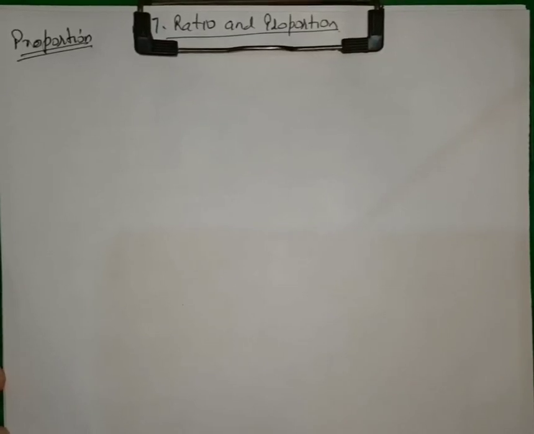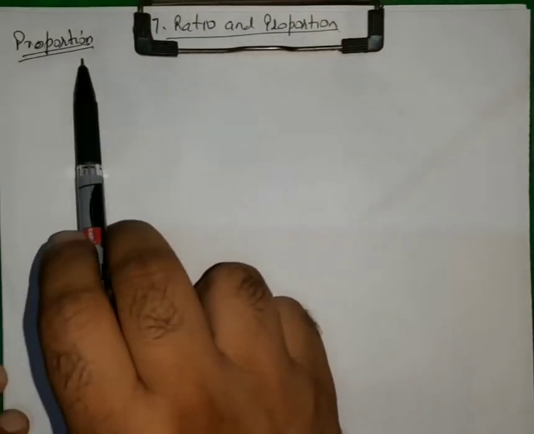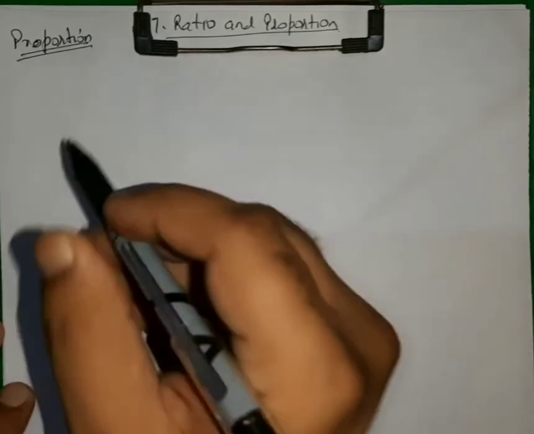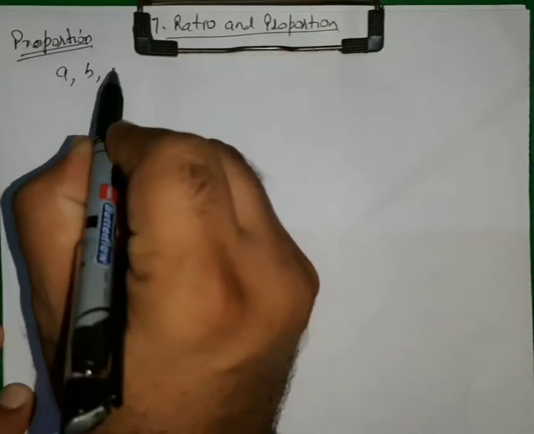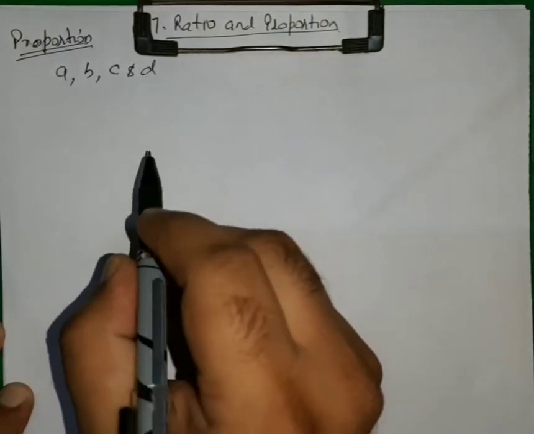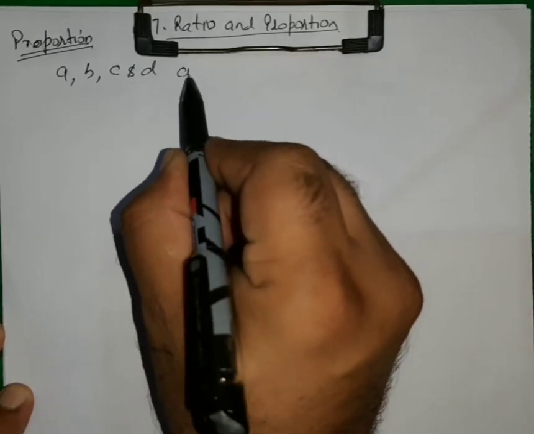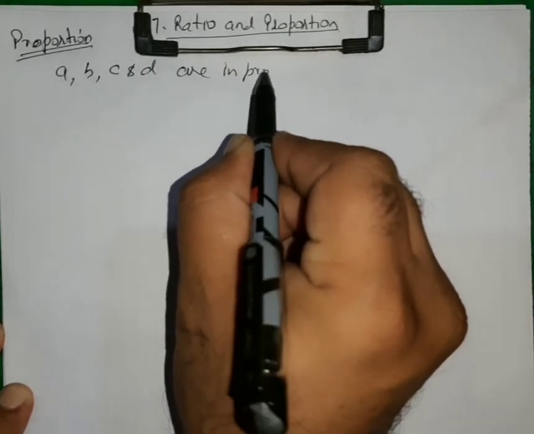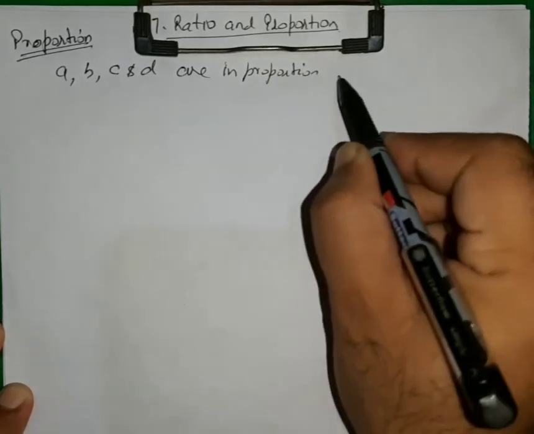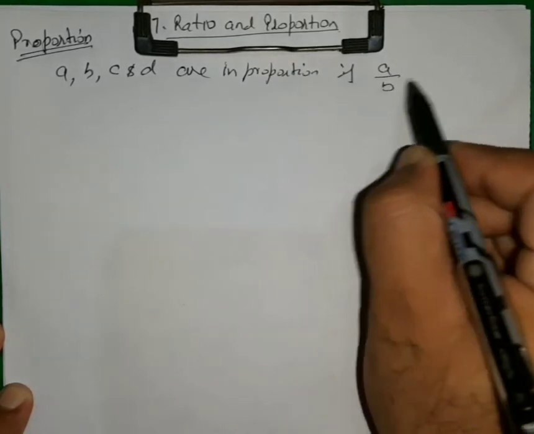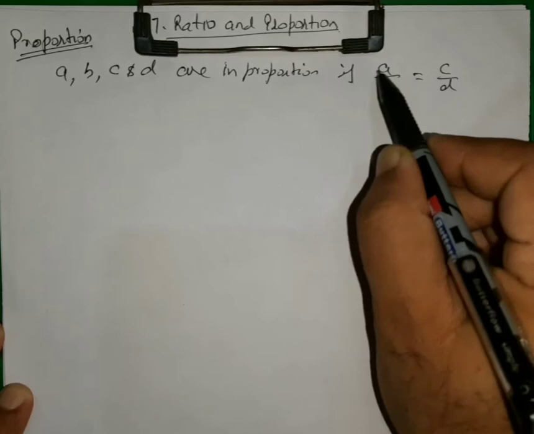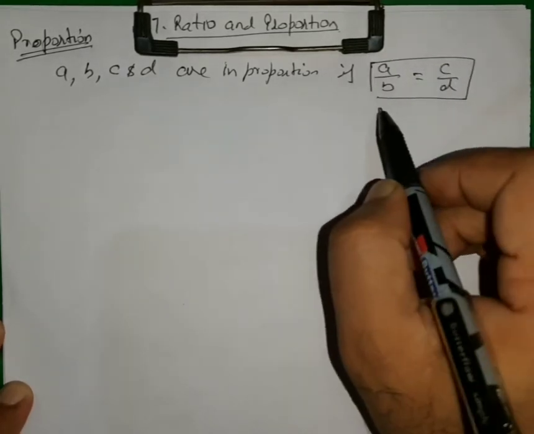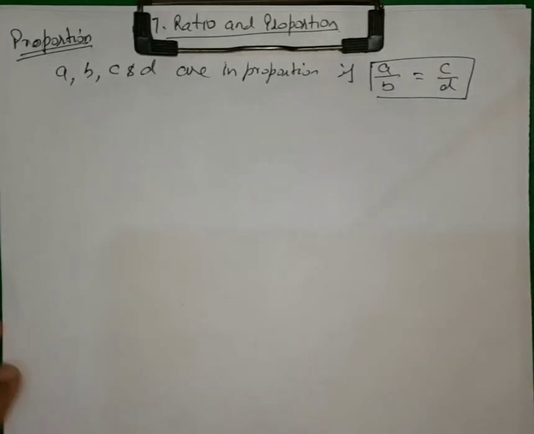Hello students, now our next topic is proportion. The four quantities A, B, C and D are said to be in proportion if A over B is equal to C over D. So it means the ratio between the first and second is equal to the ratio between the third and the fourth.